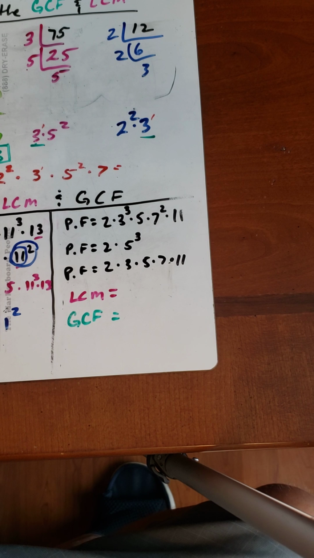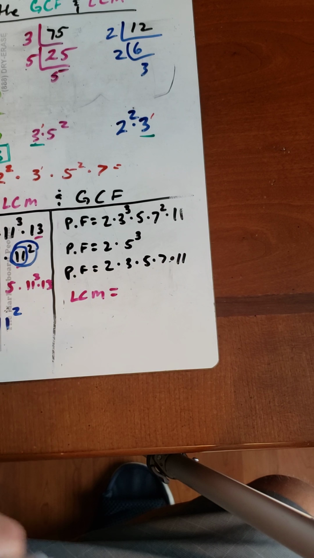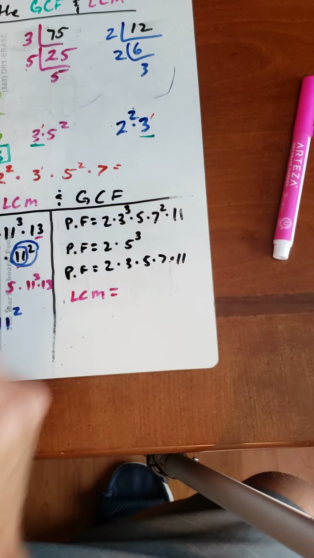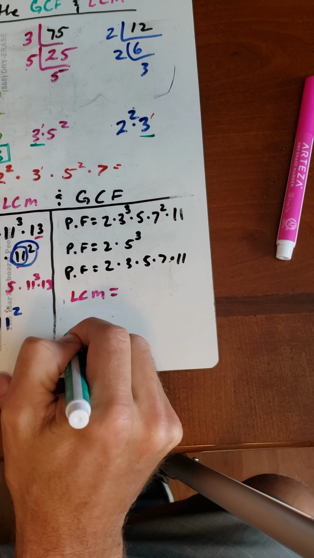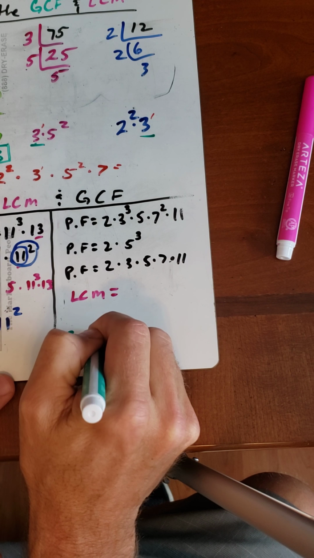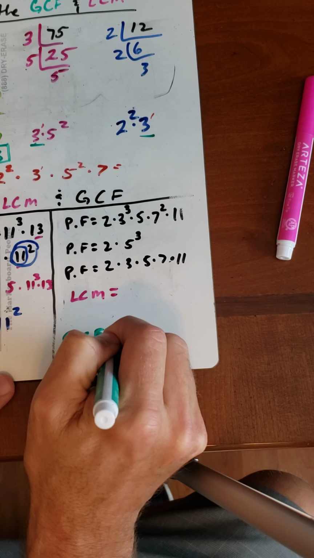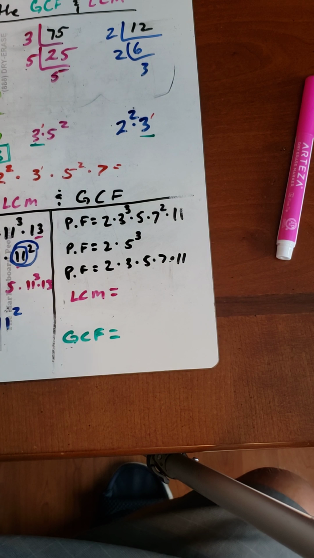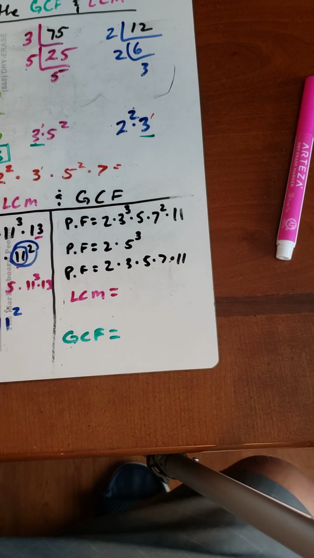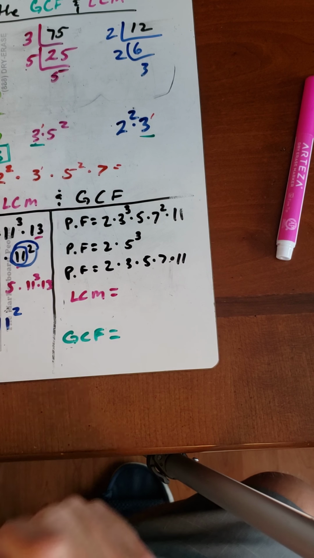Okay, for the LCM, I must have a little bit more room down here. For the LCM, is that a big number or a small number? Well, multiples are big, right? Multiples are big. So I'm going to use a big number, which means I need every single factor.